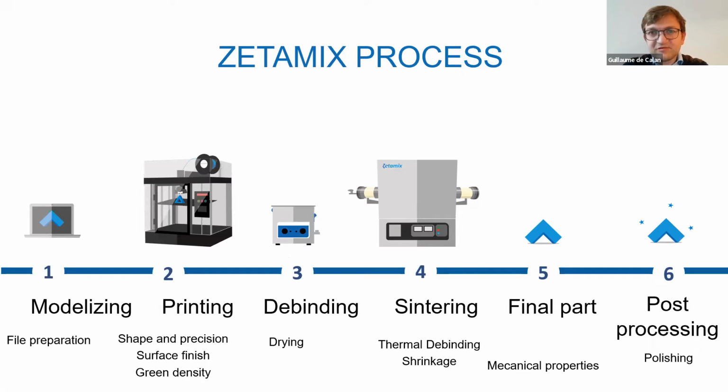So this is what is really remarkable in our case about this process: we are not using any specific equipment. We are using FDM printers, which are usually intended for printing thermoplastic filaments, and we are using standard sintering furnaces from the market. Of course, before that, you have some file preparation, and afterward, you have potentially some post-processing.